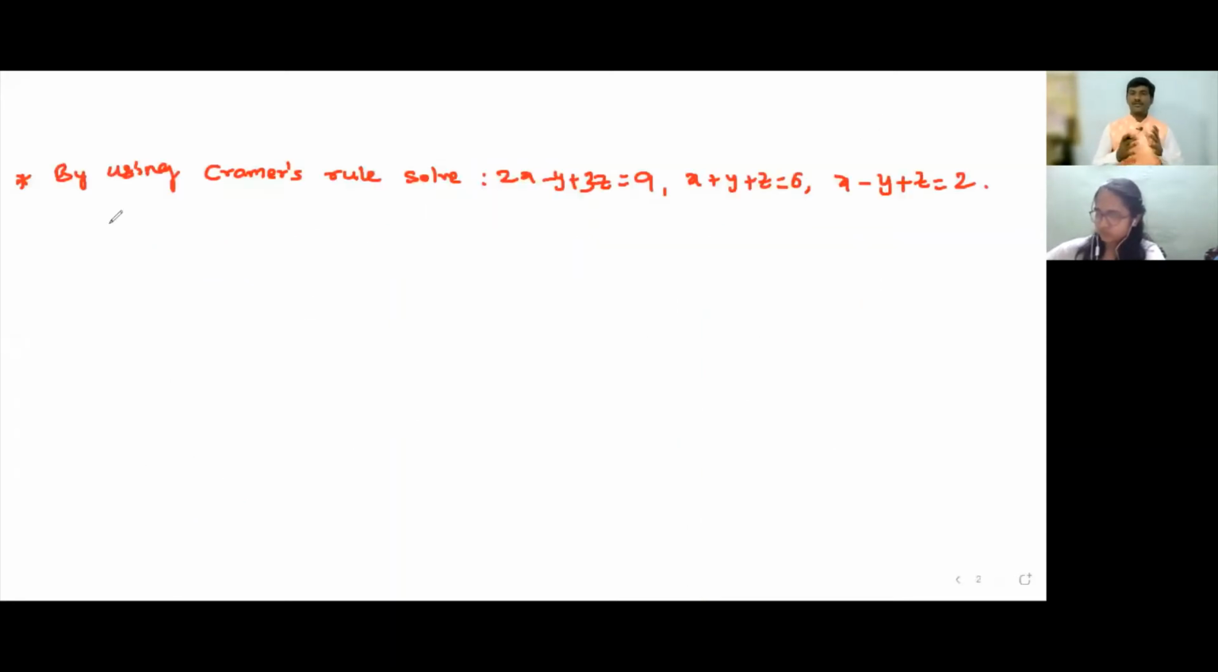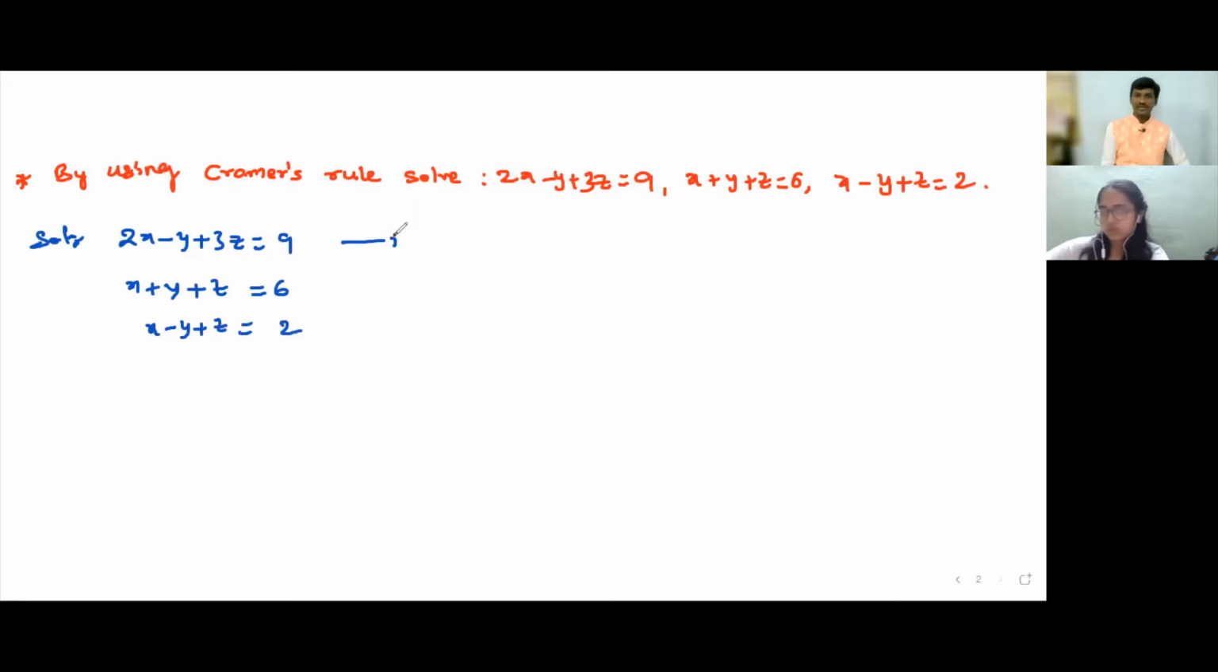Here, by using Cramer's rule, solve 2x minus y plus 3z is equal to 9, x plus y plus z is equal to 6, x minus y plus z is equal to 2. So what are the given equations here? Given equations are 2x minus y plus 3z is equal to 9, x plus y plus z is equal to 6, and x minus y plus z is equal to 2. Equations 1, 2, 3.